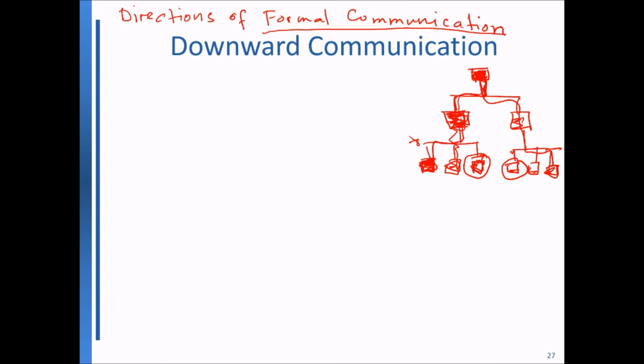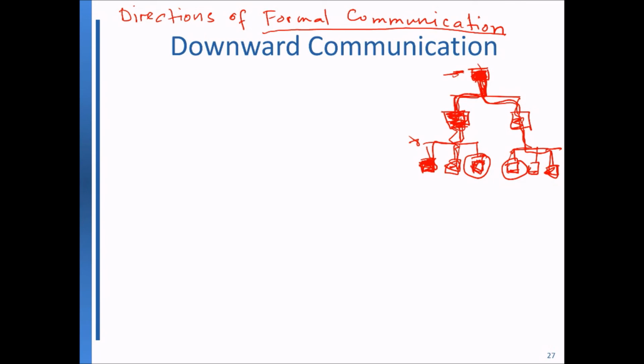The message goes from up, and after that goes down, like from the supervisor. From here, going down, we call that downward. But if it goes up to the highest level, we call that upward communication.